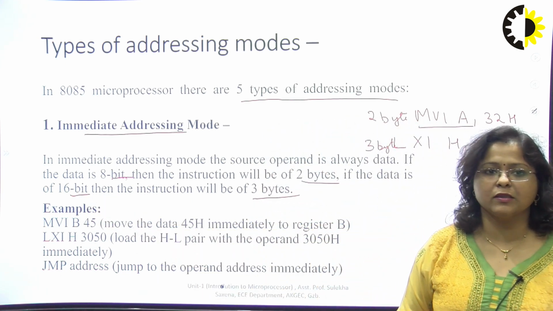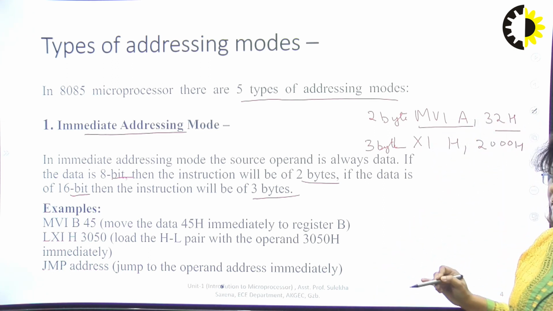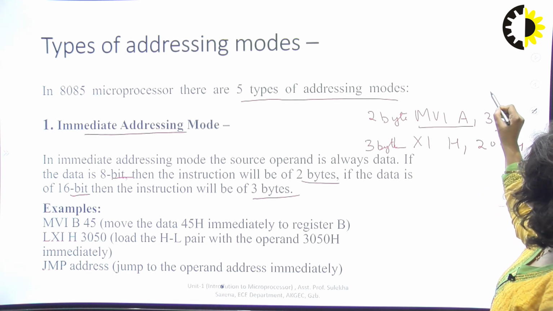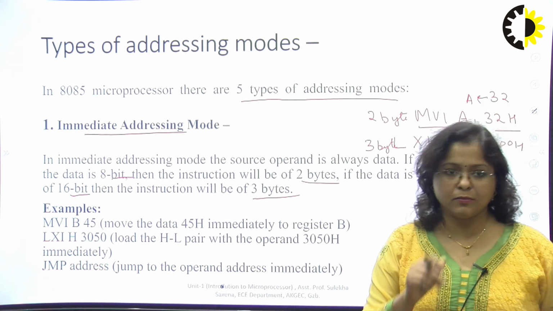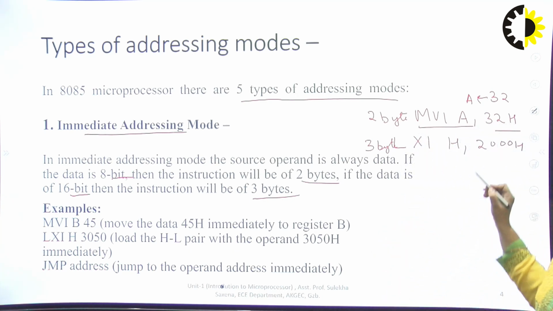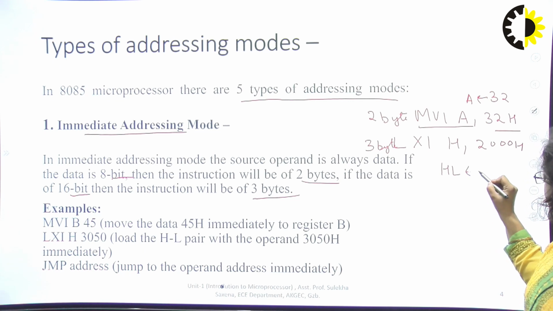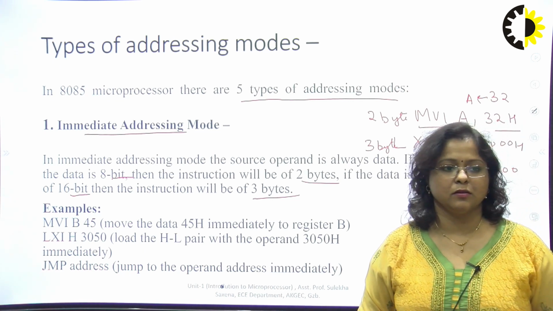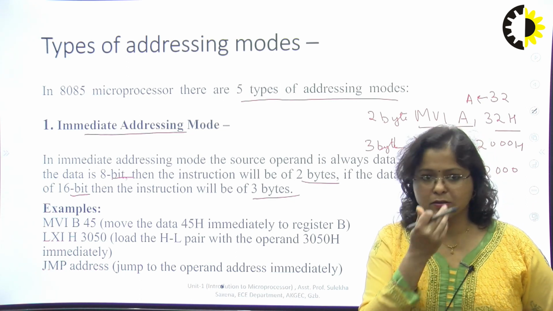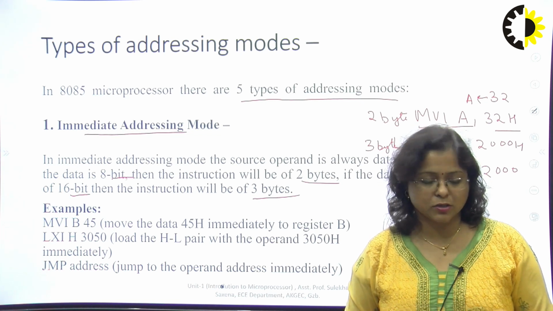We have already seen two examples. In MVI A, 32, the 8-bit data, that is 32, is directly copied to the accumulator, whereas in the second instruction, that is LXI H, 2000, H means the HL pair, and the 16-bit data 2000 is copied to the HL pair. There are some other instructions also of immediate mode. We will study those instructions later.